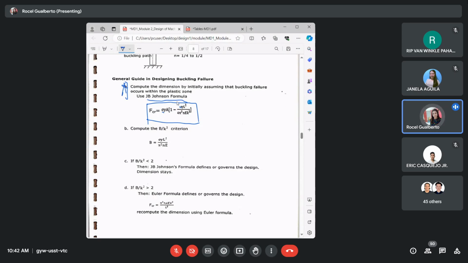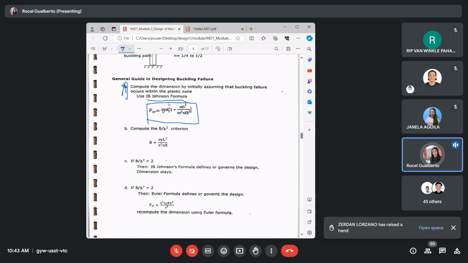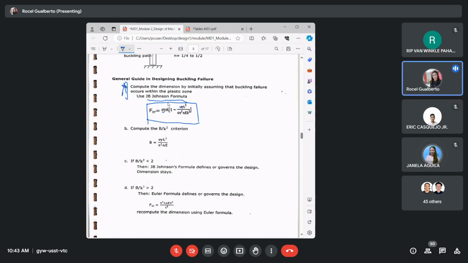Saan po makukuha yung sigma y? Saan po natin makukuha yung sigma y? Yes po, Sir Dan. Sa table at 7 hanggang 11 po ata yun. So we have po our different tables and figures sa design manual po natin. So dun po natin kukunin yung value ng sigma y.